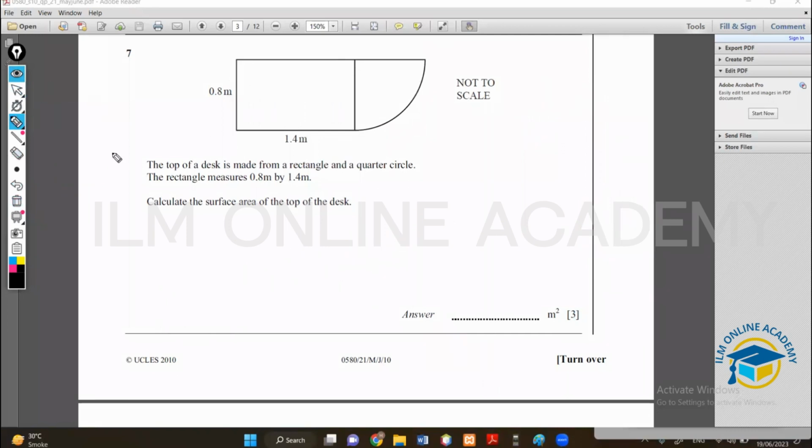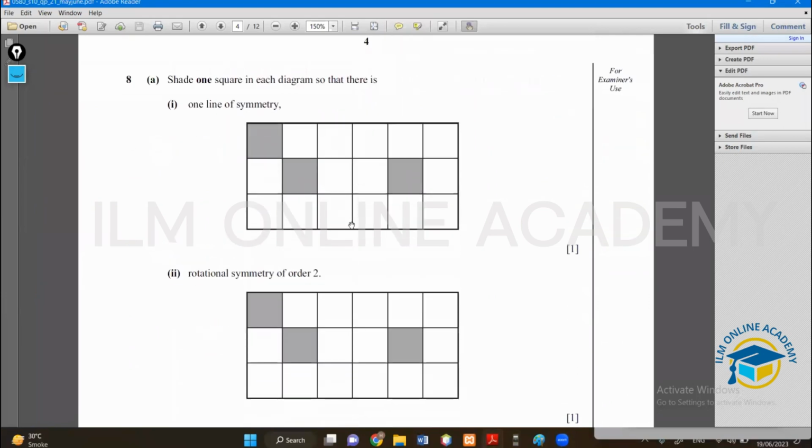And the next question is question number 8. So the question number 8 is: shade one square in each diagram so that there is one line of symmetry and the rotational symmetry of order 2. So first you have to understand the one line of symmetry.